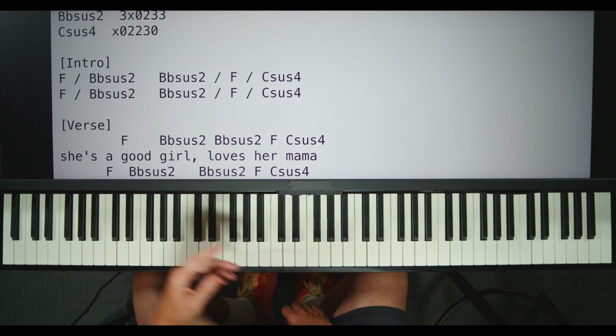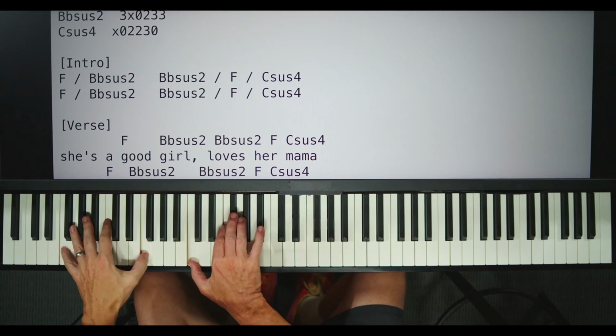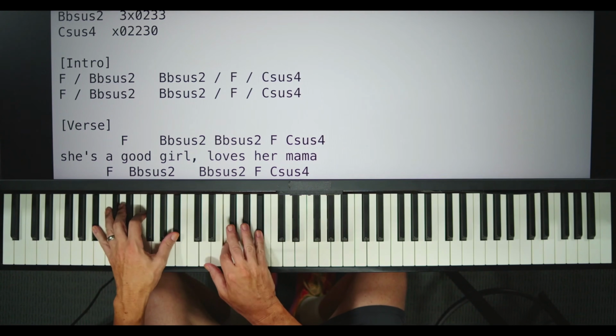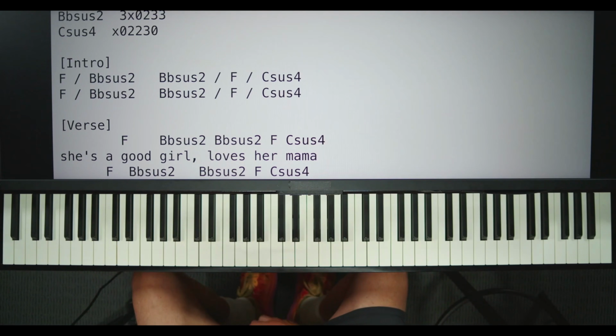Here we go. So the intro, the verse, the chorus, the interlude, it's even that part, okay? There's 3 chords, and that's it. The first one you see is F for the intro.